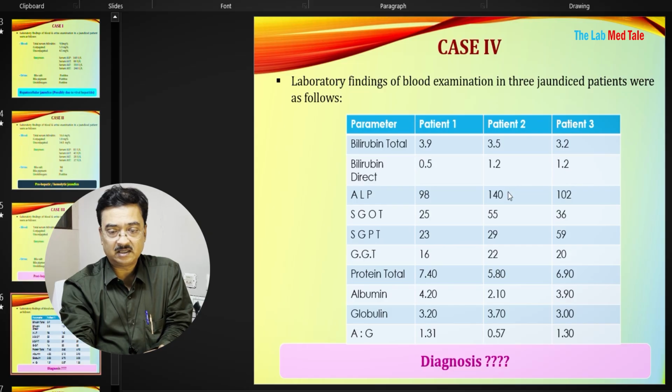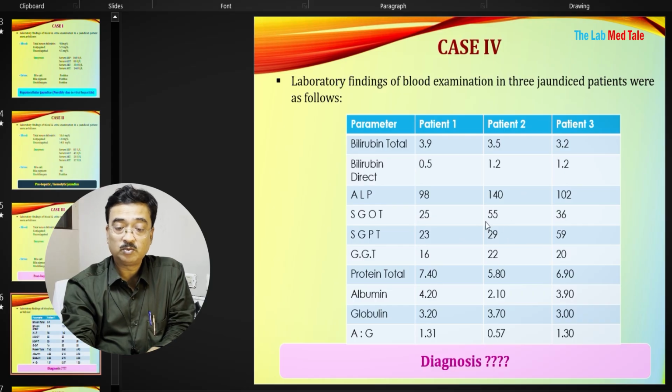Now this is the second case, where the patient has bilirubin 3.5 with direct 1.2, a mixed pattern, slightly raised alkaline phosphatase, and an arbitrarily reversed AG ratio. And mind you, here with the AST and ALT ratio, you will find AST is much higher than ALT. The ratio here is more than 1.